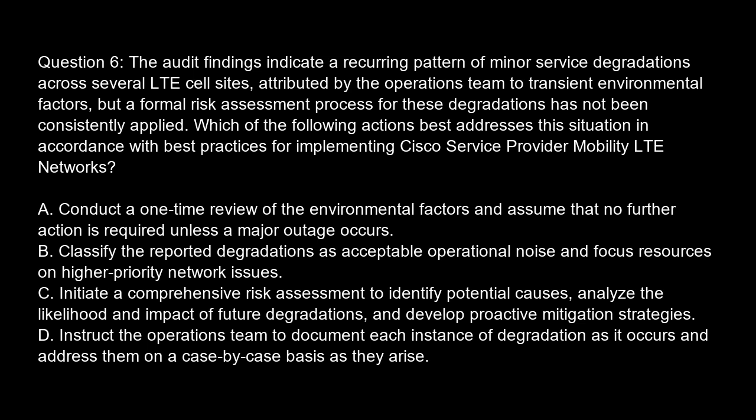Option A. Conduct a one-time review of the environmental factors and assume that no further action is required unless a major outage occurs. Option B. Classify the reported degradations as acceptable operational noise and focus resources on higher priority network issues. Option C. Initiate a comprehensive risk assessment to identify potential causes, analyze the likelihood and impact of future degradations, and develop proactive mitigation strategies. Option D. Instruct the operations team to document each instance of degradation as it occurs and address them on a case-by-case basis as they arise.